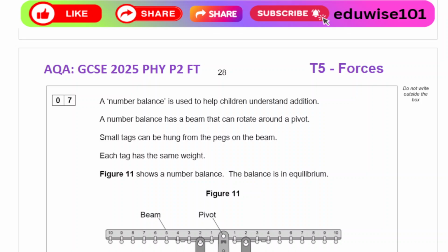In this video, I'm going to go through the AQA Physics Paper 2 Foundation Tier from 2025. Question number 7 is on the topic of forces.